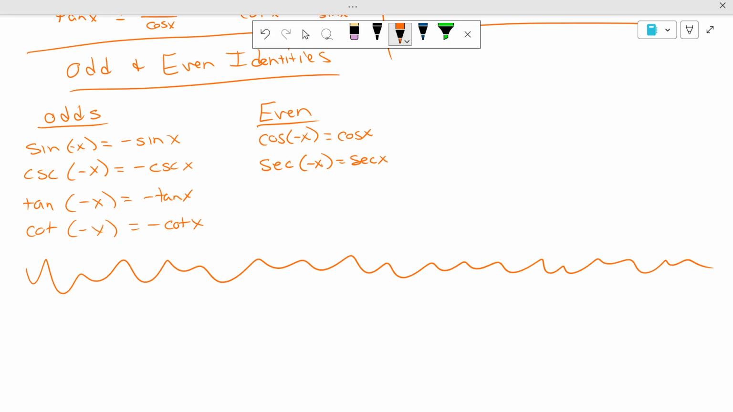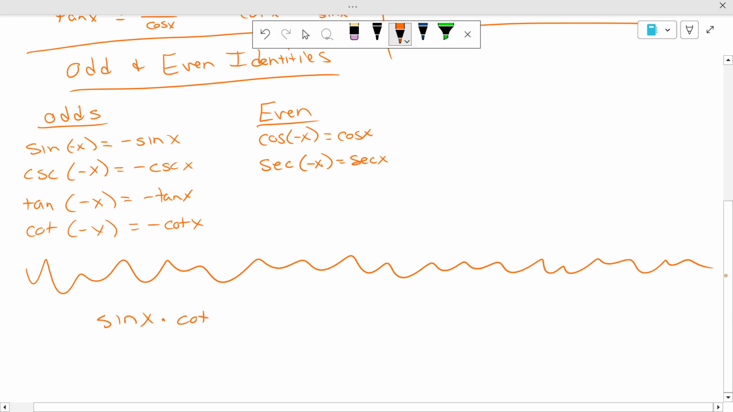So if I would have an equation such as the sine of x times the cotangent of x times the secant of x plus 1, and that's all divided by the secant of x, what would that whole thing work its way down to?